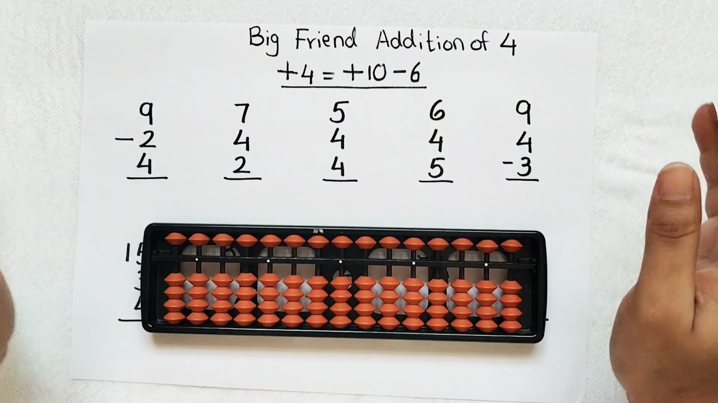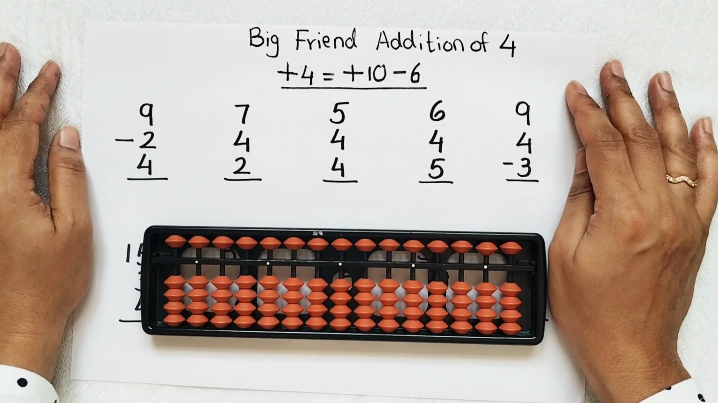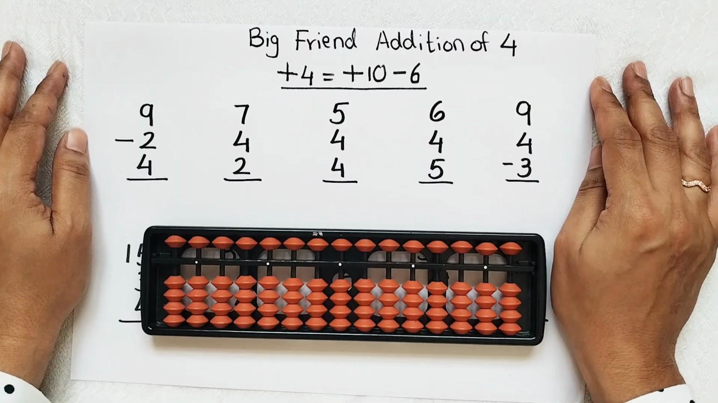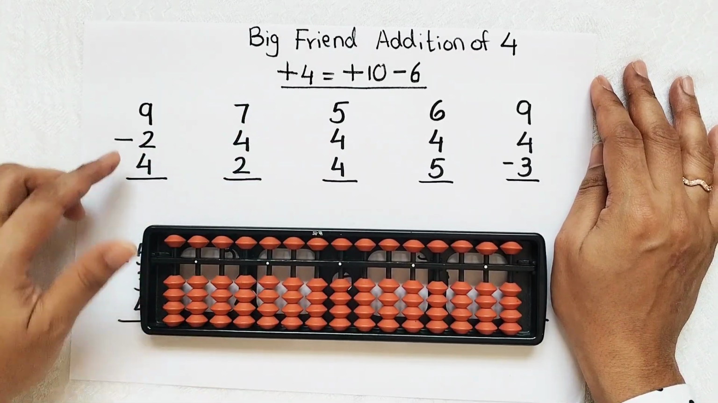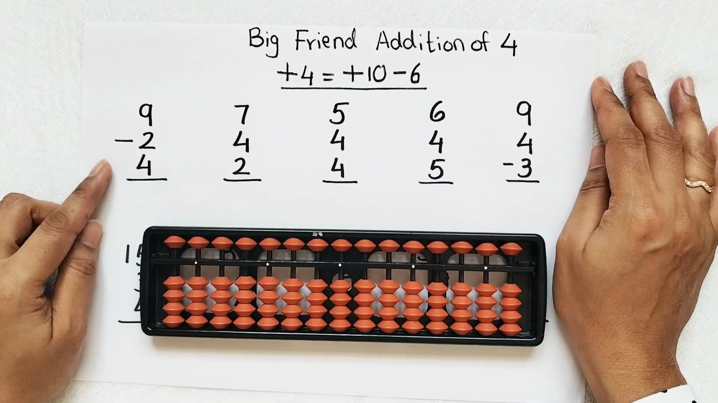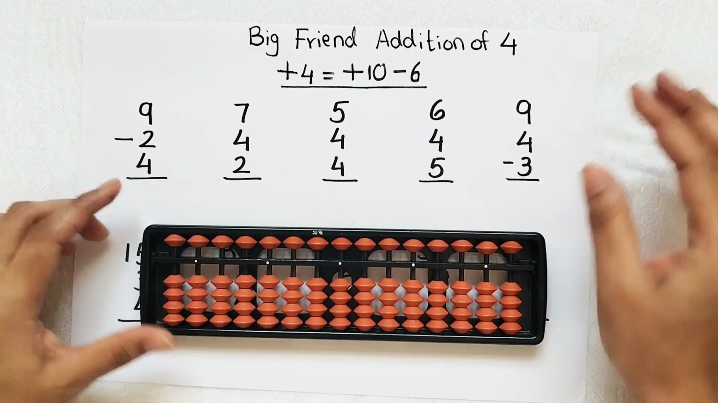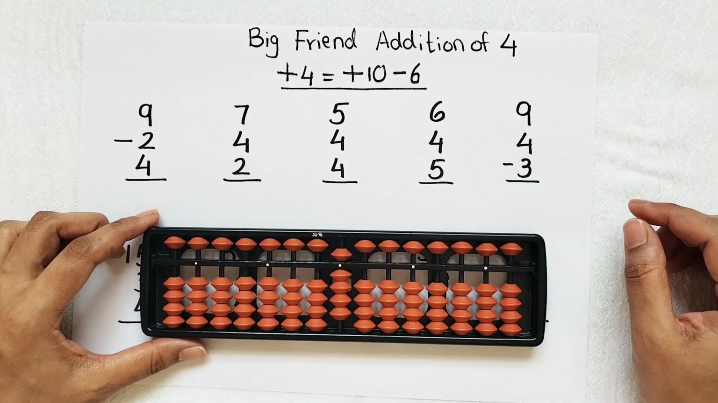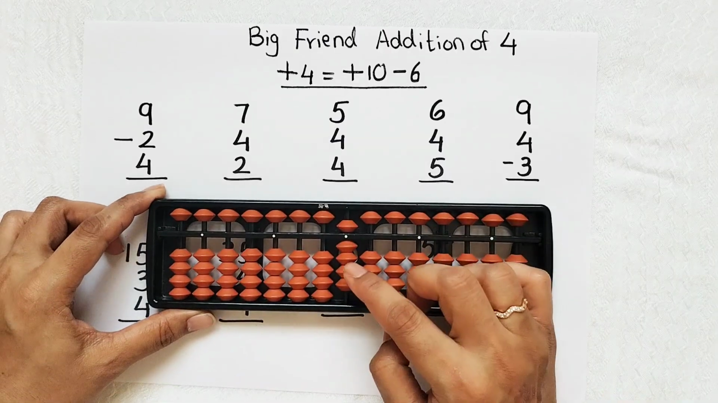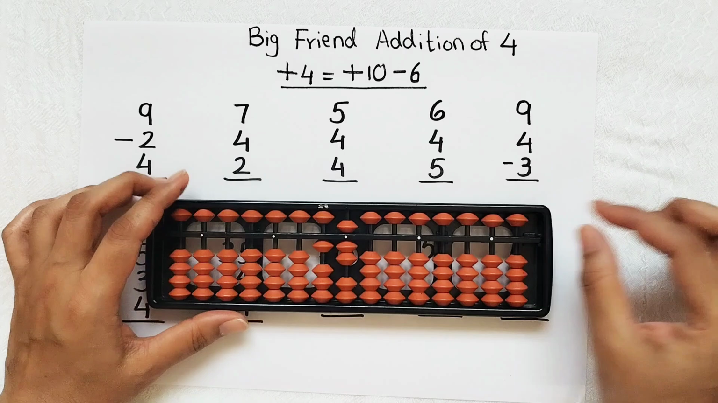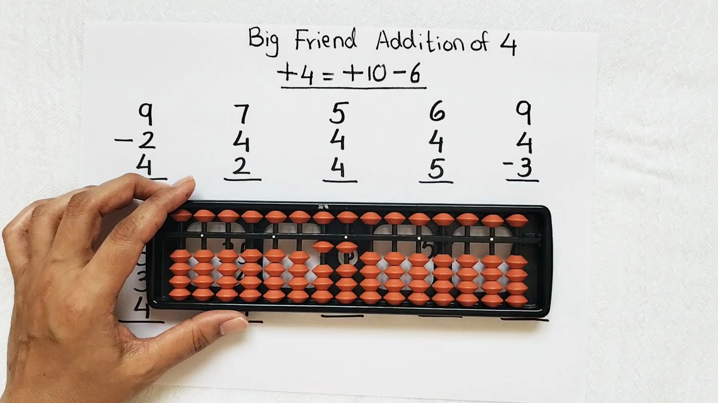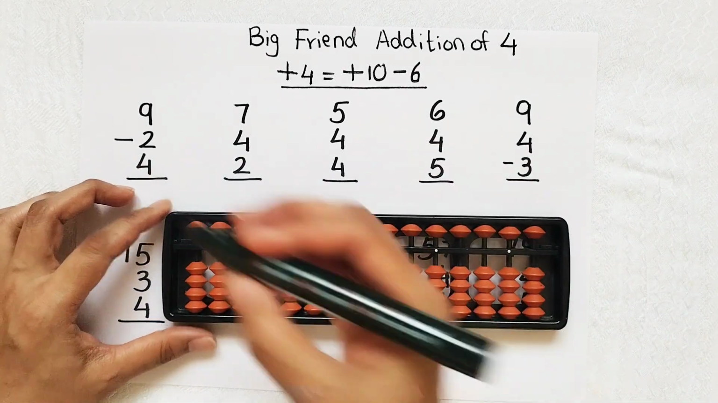Now we are going to solve these questions based on big friend addition formula of 4, which is plus 4 is plus 10 less 6. The first one, 9 less 2 plus 4. 9 less 2, plus 4 is plus 10 less 6. So my answer is 11.